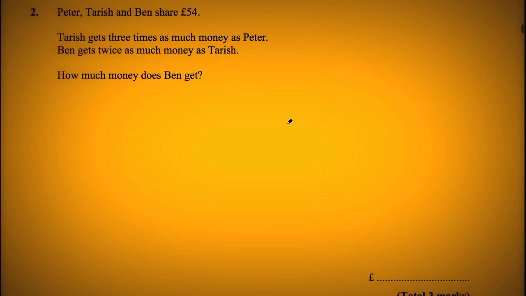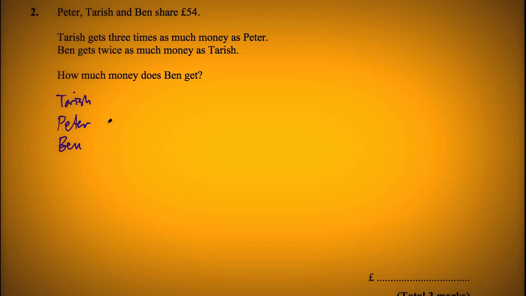Question 2. Peter, Tarish and Ben share £54. Tarish gets 3 times as much money as Peter. Ben gets twice as much money as Tarish. How much money does Ben get? Well, I'm going to list each of them: Tarish, Peter and Ben.